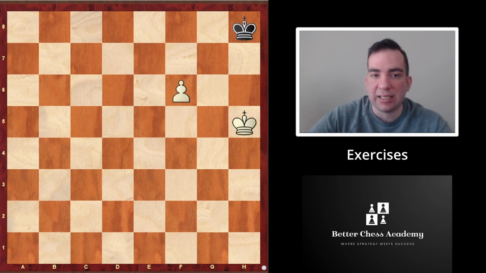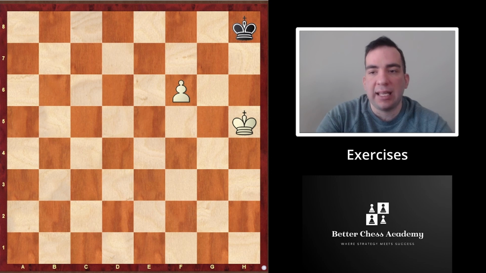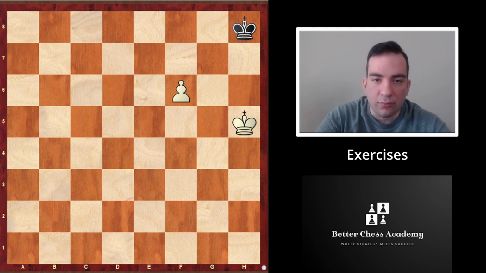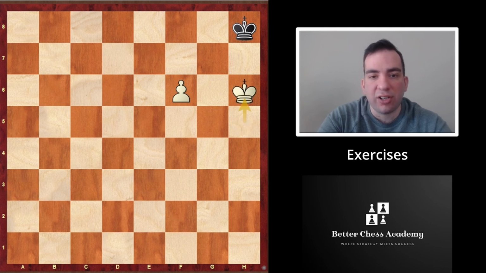Now let's make some exercises. Here it's white to play and win. I let you think for a few seconds. If you chose king h6, you are correct.